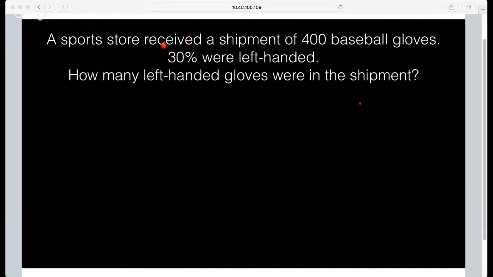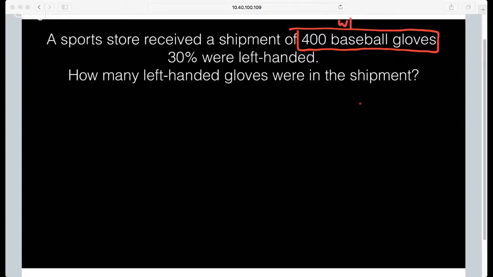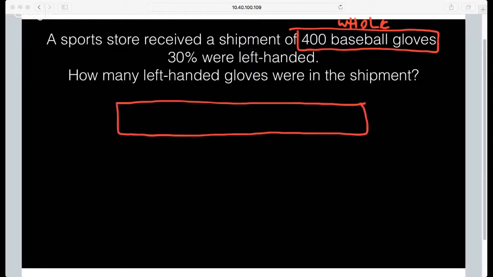The sports store received a shipment of 400 baseball gloves. That's the total amount of baseball gloves. So this is a whole. We're going to call this whole, and you'll see why in a minute. In fact, if we were to draw this, we could use a kind of tape diagram or a bar model and say, hey, this is 0 and this is 400. So this total amount of baseball gloves that they have is 400.